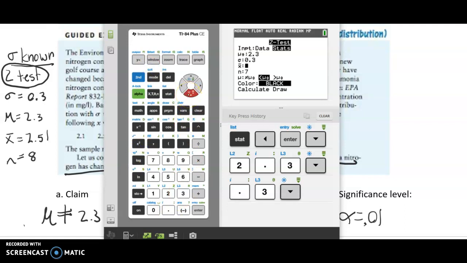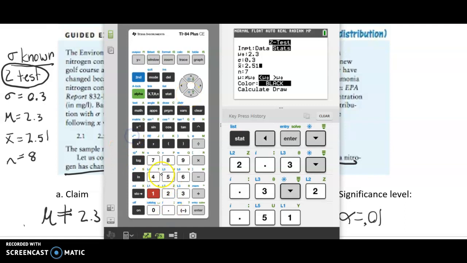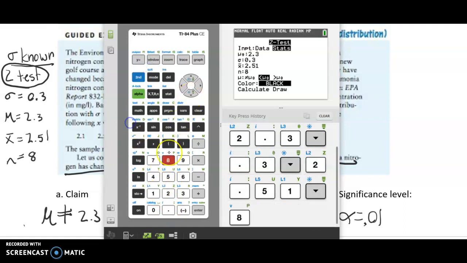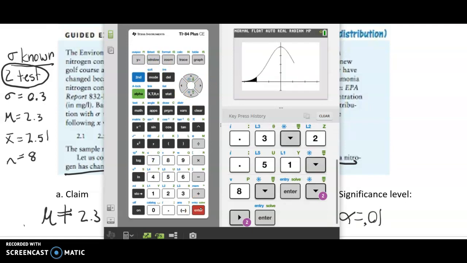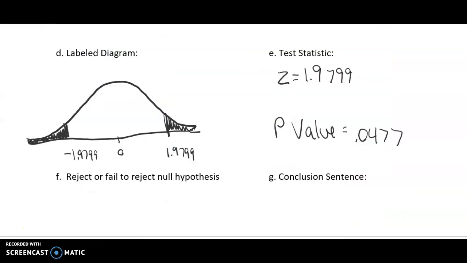X bar for this was 2.51. And we had 8 data values, so that's our n. And you're always going to look at what your alternative hypothesis was for a symbol, and we had not equal to. So we can go ahead and we can calculate or draw. I usually choose draw so I can see the picture and make sure it makes sense. You can see our test statistic is z equals 1.9799, and our p-value is 0.0477. You can see I've written the information we got from our calculator.